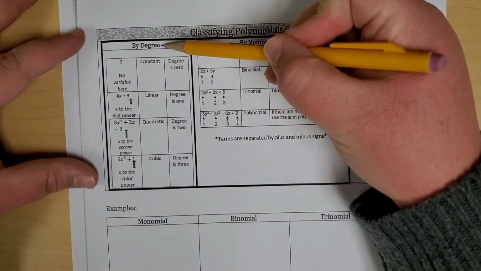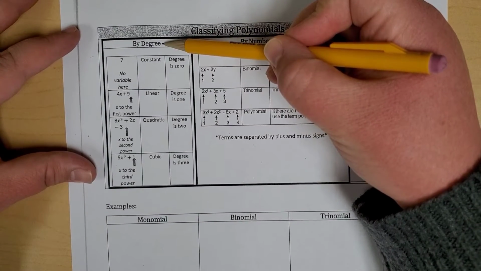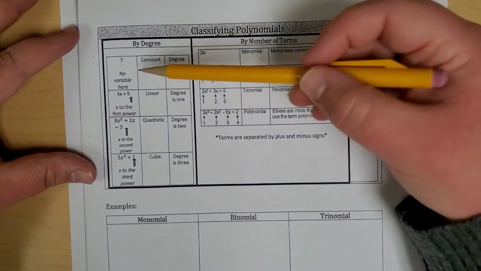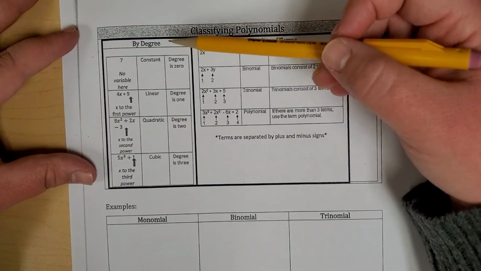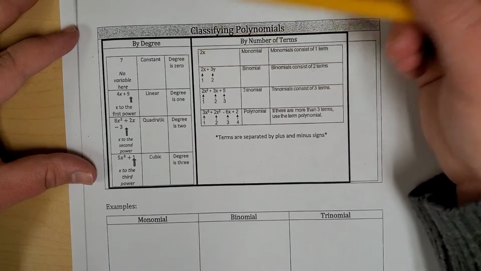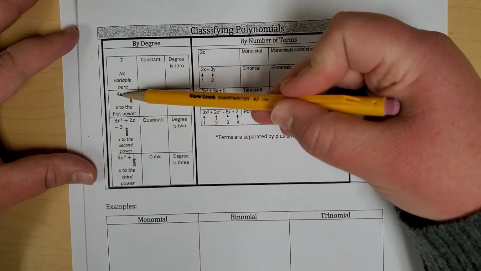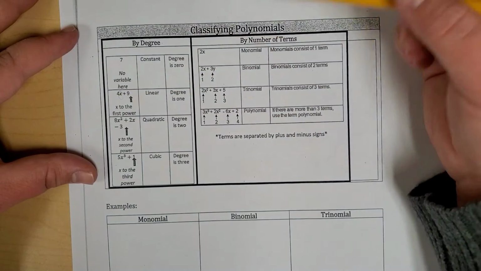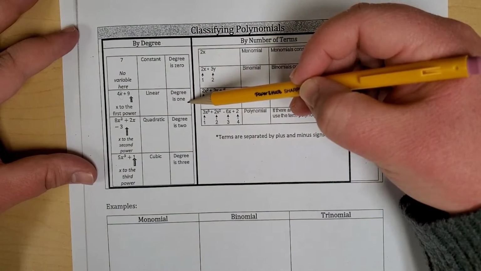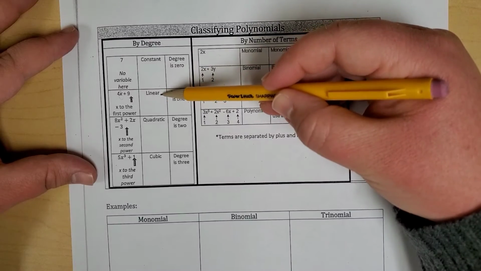When we're talking about degree, we're talking about the highest exponent that a polynomial has. So if there's no variable, it's just a constant. That's not a new word for you. You've heard that before. It just means that the degree is 0. Here, if I have 4x plus 9, this x is to the first power. That means the degree is 1. That's the biggest exponent that is there. That makes it linear.